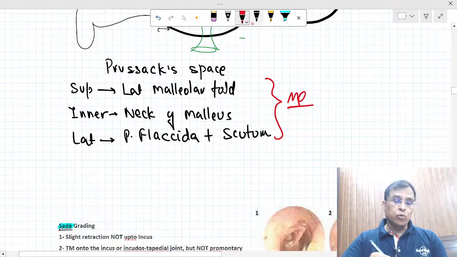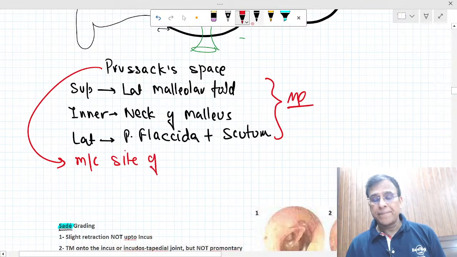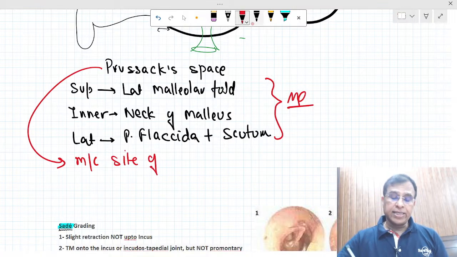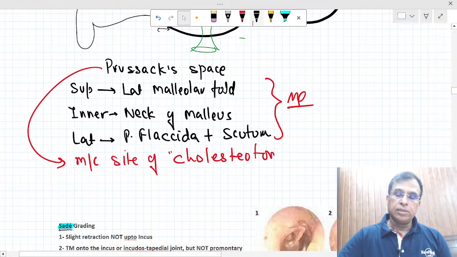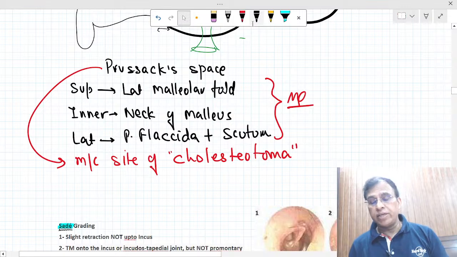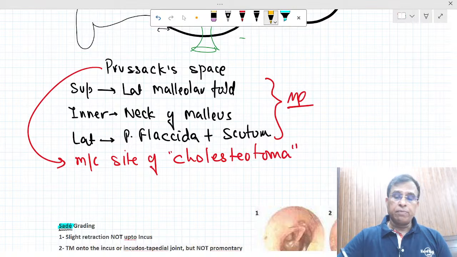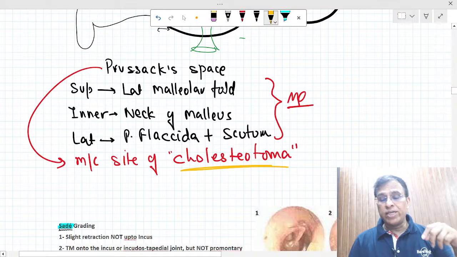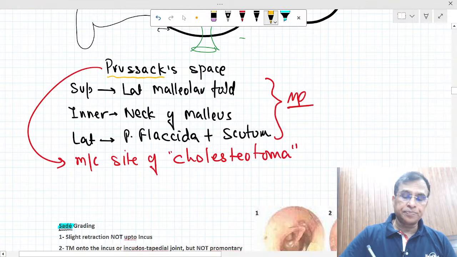And the second thing, why is Prussak's space important? Because it's the most common site of a very popular disease. Which disease? Anybody? Which is the disease that very commonly arises in Prussak's space? And the answer is cholesteatoma. Cholesteatoma is a very popular disease of the ear. There are a lot of points and questions from here, but we'll discuss this disease later on, maybe tomorrow. When we discuss cholesteatoma, I will ask you where it most commonly arises from, and you should be able to say it arises from Prussak's space, right?